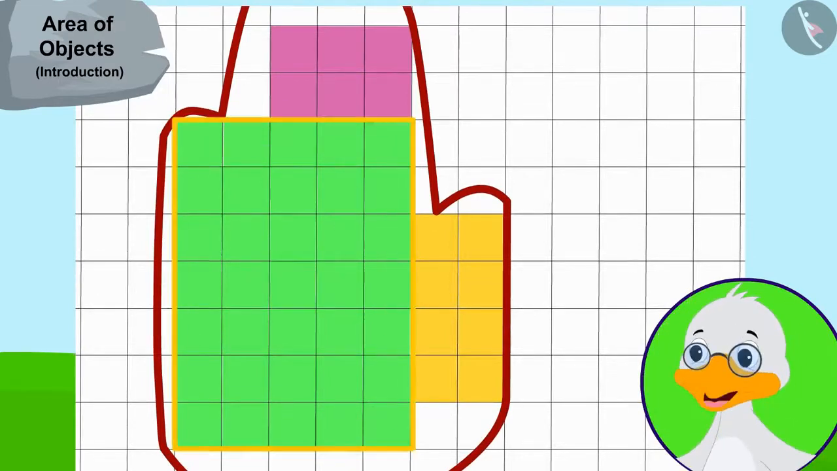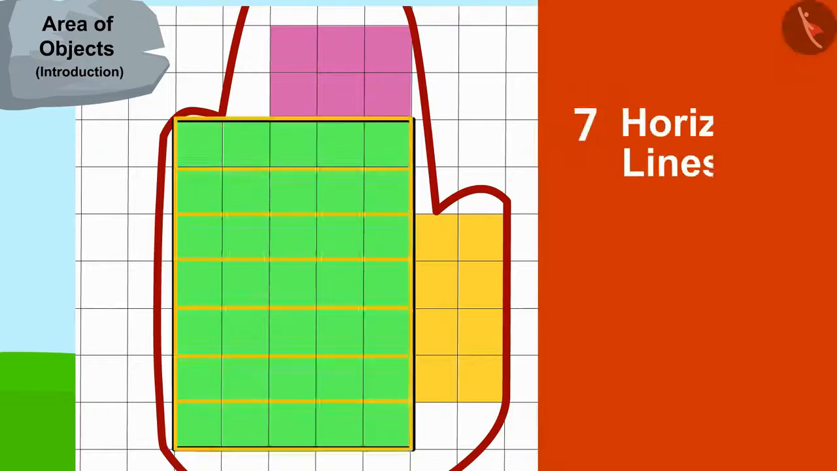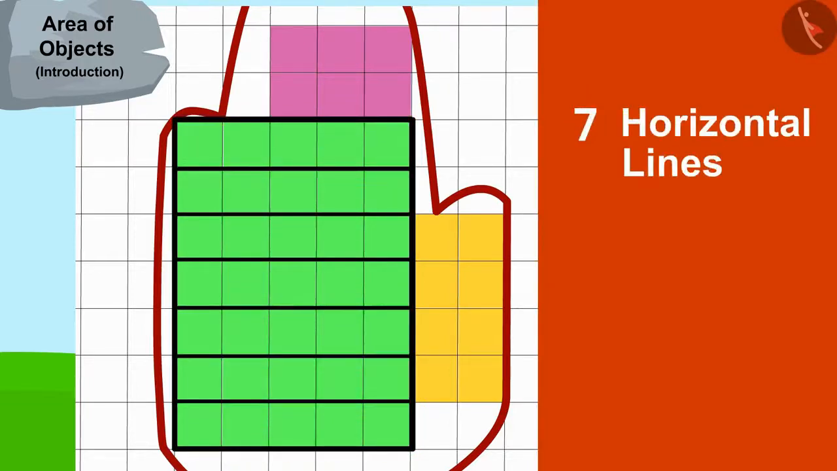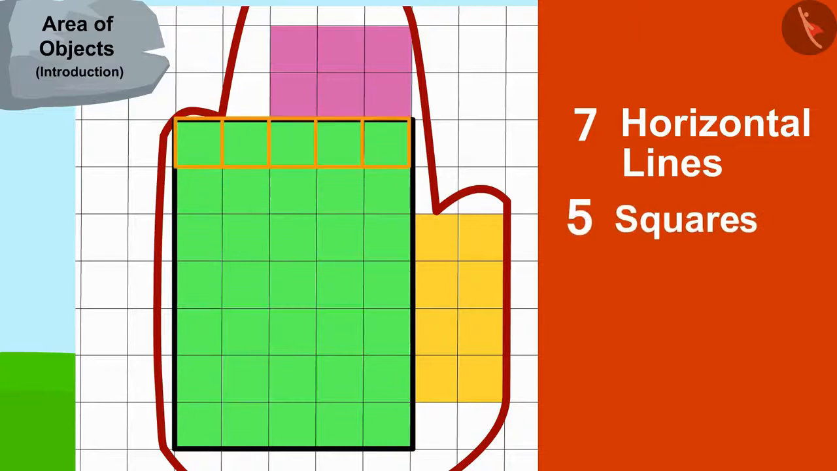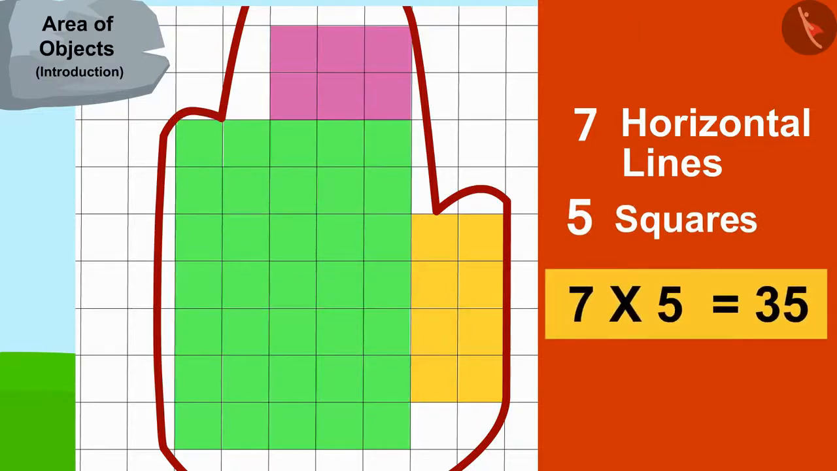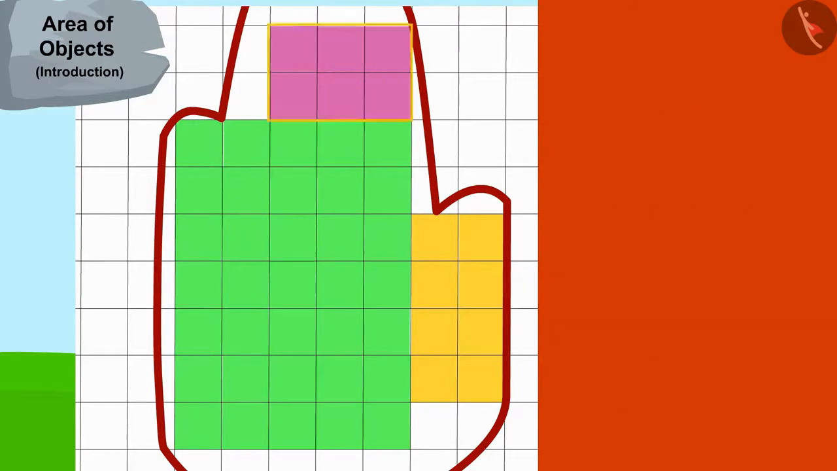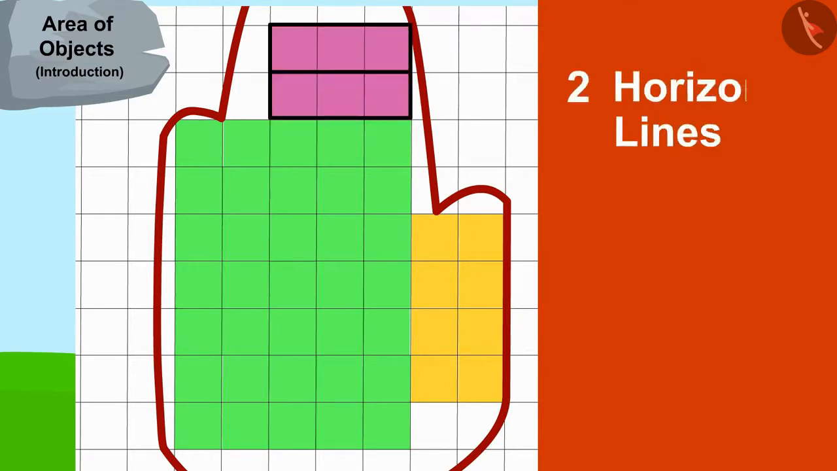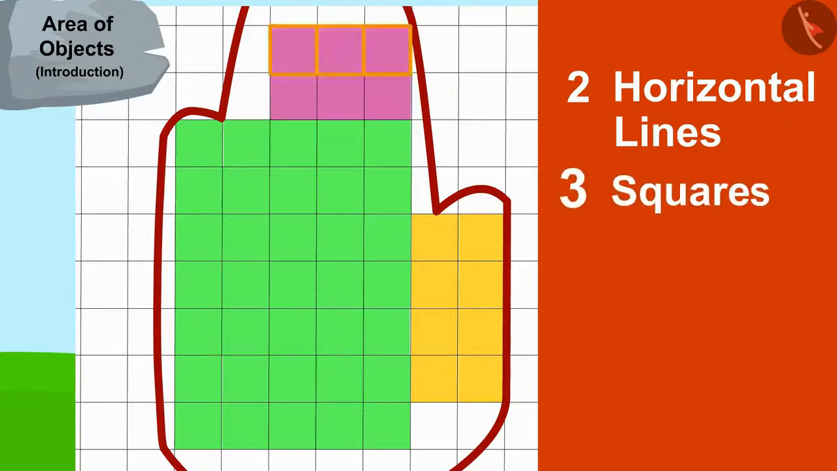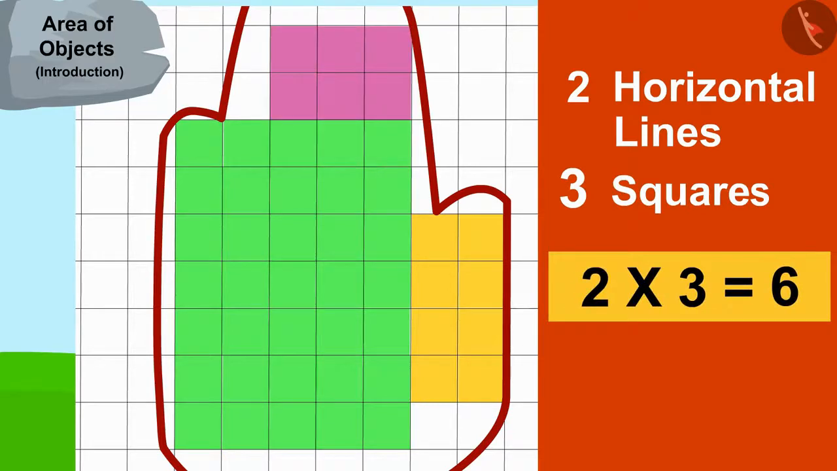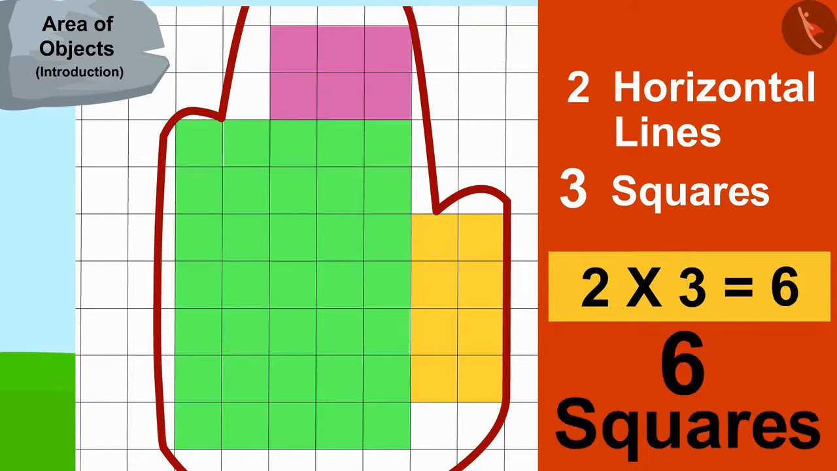This rectangle has 7 horizontal lines and each line has 5 squares in it. This means there are 7 times 5 or 35 squares in this rectangle. This rectangle has 2 horizontal lines and each of the lines has 3 squares. That means this rectangle has 2 times 3 or 6 squares.